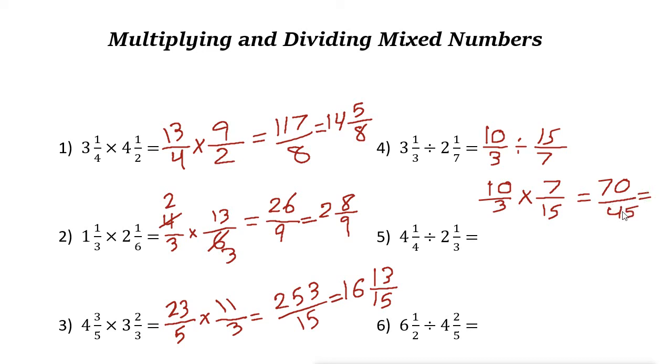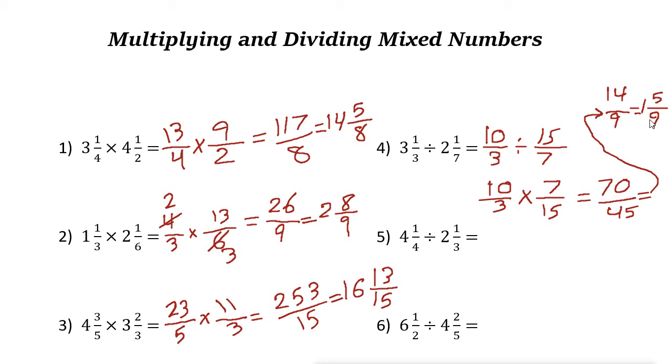Now 70 over 45 is the answer, but you can simplify this fraction. You can divide both by 5. 70 divided by 5 is 14. And 45 divided by 5 is 9. So if you turn it into a mixed number, 14 divided by 9 is 1, and the remainder is 5 over 9.